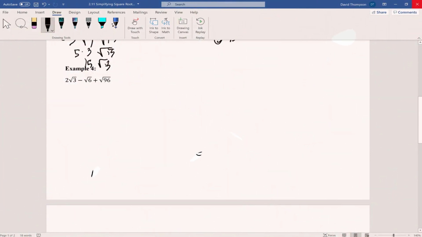And we are done. In our last example, we have 2 root 3 minus root 6 plus the square root of 96, and we're being asked to simplify this one. So 2 root 3 is already simplified. Square root of 6, the factors of 6 are just 2 and 3, so that's already factored as far as we can go. So these two are fine. We're just going to rewrite them: 2 root 3 minus root 6. We have to play with this 96 though.